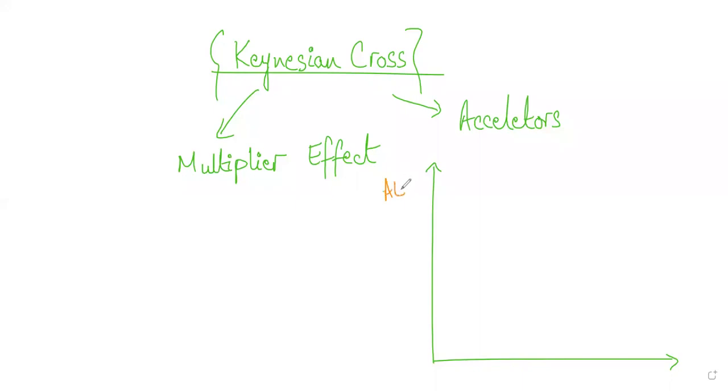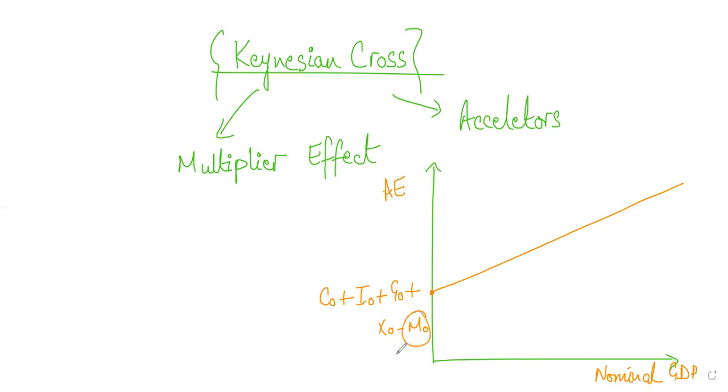Let me make the diagram again so that everything is clear. Aggregate expenditure on the y-axis and nominal GDP, which we also represent through Y, on the x-axis. First, you need to draw an upward sloping line of aggregate expenditure, but it starts with a y-intercept. Why? Because this y-intercept is made up of all the autonomous components, which includes autonomous consumption, autonomous investment, autonomous government spending, autonomous exports, and autonomous imports.